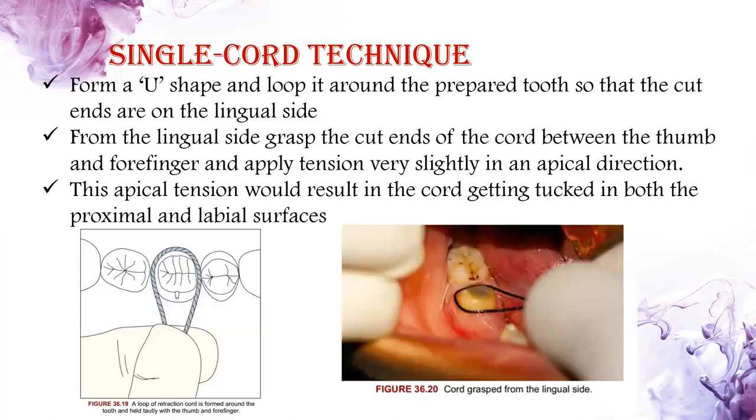Single cord technique. Form a U shape and loop it around the prepared tooth so that the cut end is on the lingual side. From the lingual side, grasp the cut end of the cord between the thumb and forefinger and apply tension very slightly in an apical direction.